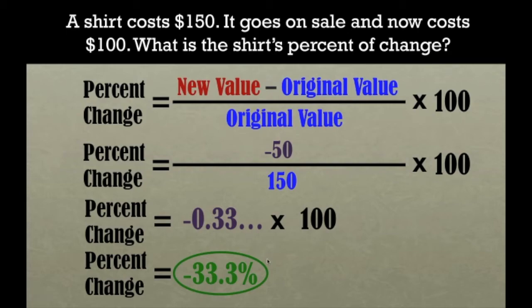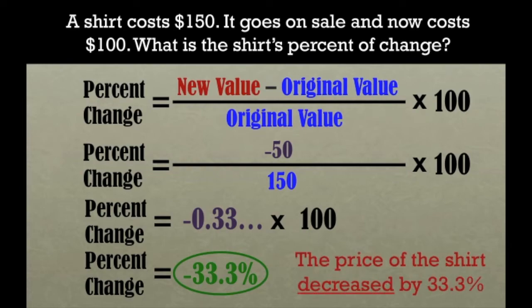So what is this? Is this a percent increase, percent decrease? Can we even tell? Well, we know it's a percent decrease. And the reason why it's a percent decrease is for two reasons. One, the answer is negative. Since we have a negative, that represents a decrease in value. The second is that we just look at our numbers. We went from $150 to $100, and that went down by $50. So that's exactly why we have a percent decrease.